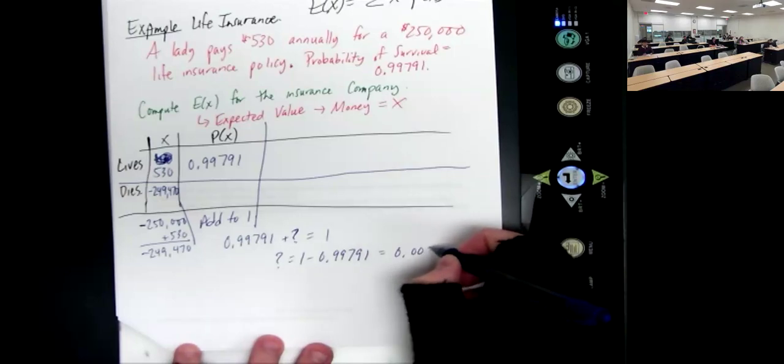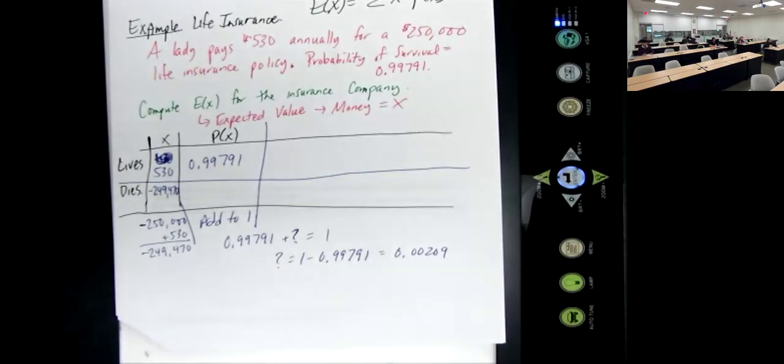Oh, 0.00209. Practice. I didn't start doing big numbers in my head. I started with little numbers in my head, and you work your way up. That times table.